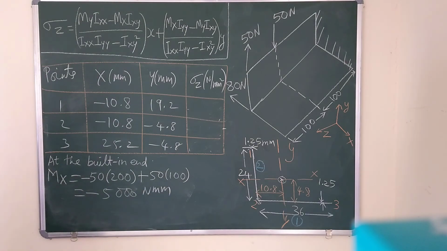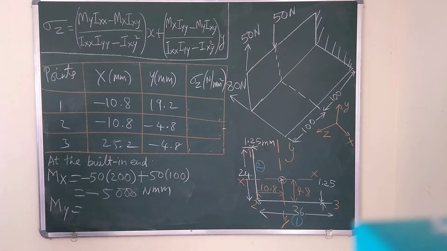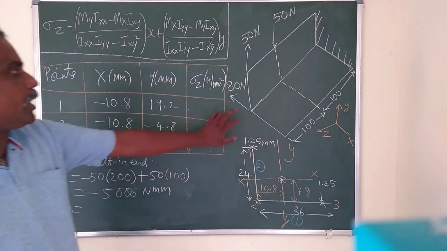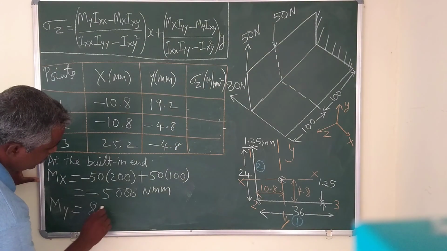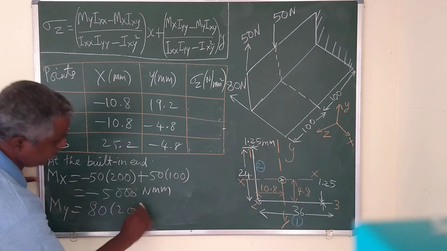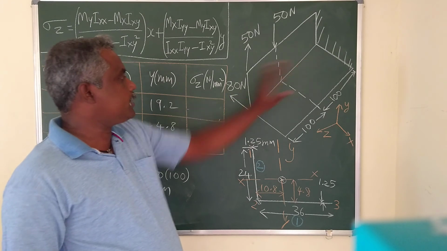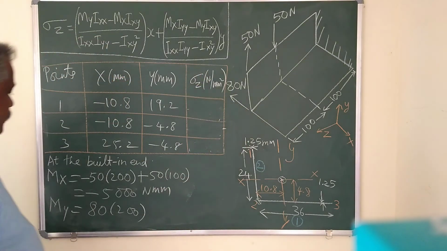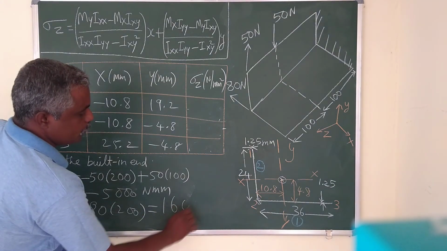Then my, which is the bending moment about y-axis due to the loads acting in the x direction. Here only one load is acting, 80 into 200. That produces a tension. It is acting like this. That produces a tension, which gives rise to positive bending moment my, 16,000 Newton millimeter.